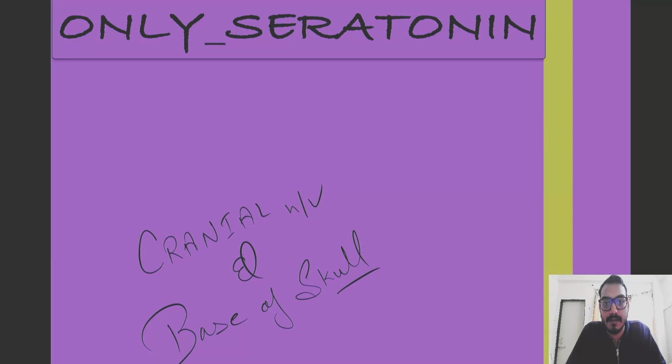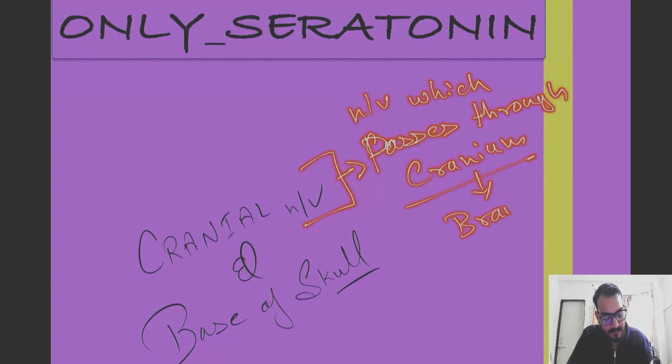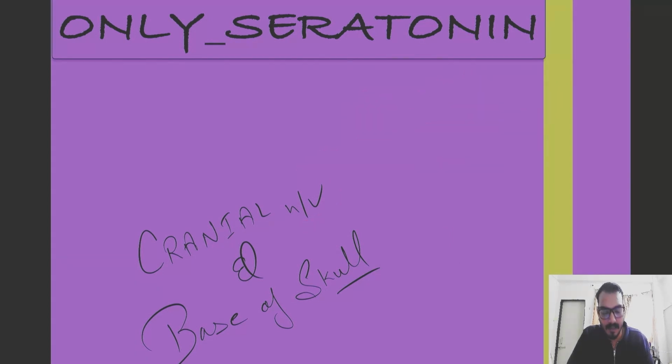Today we are going to study about cranial nerves or base of skull. Basic things you should know are what cranial nerves are: the nerves which pass through the cranium. And what is cranium, guys? Cranium is brain. The nerves which are coming from the brain are known as cranial nerves.